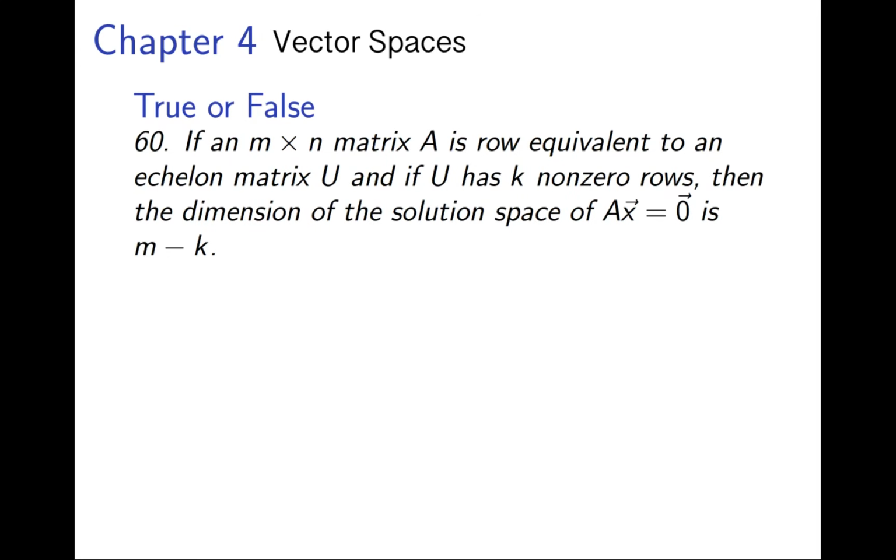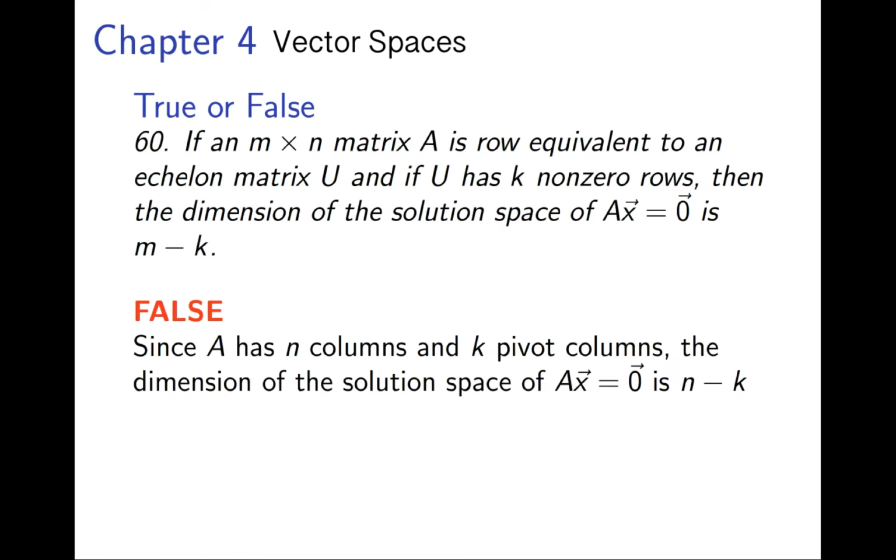Number 60. If an m by n matrix A is row equivalent to an echelon matrix U, and if U has k non-zero rows, then the dimension of the solution space of AX equals 0 is m minus k. And this is false because A has n columns, k of them are pivot columns. That comes from the fact that U has k non-zero rows. Each row would correspond to a pivot column. So the dimension of the solution space of AX equals 0 is the number of columns minus the number of pivot columns, so n minus k.